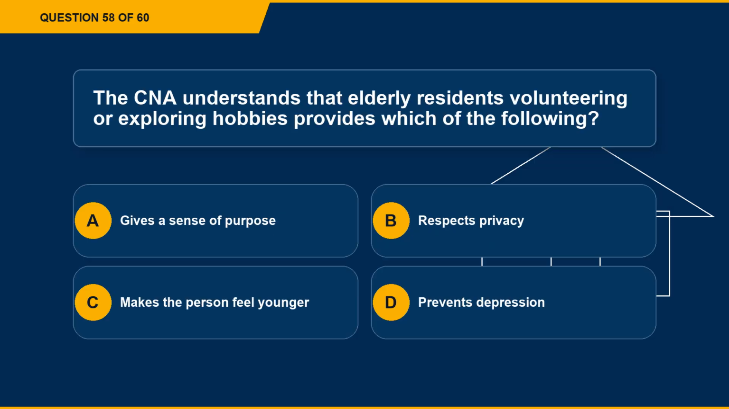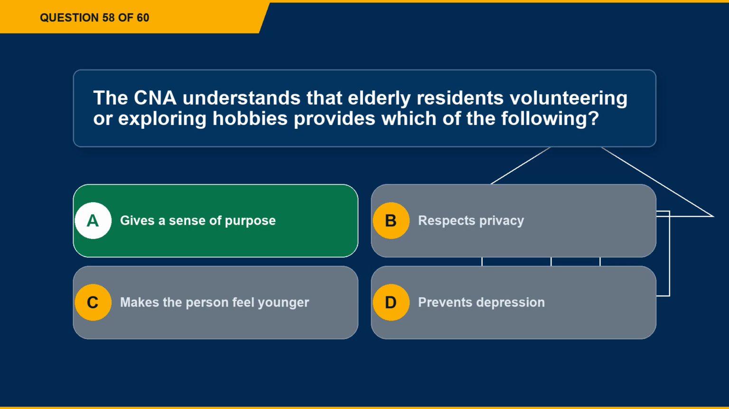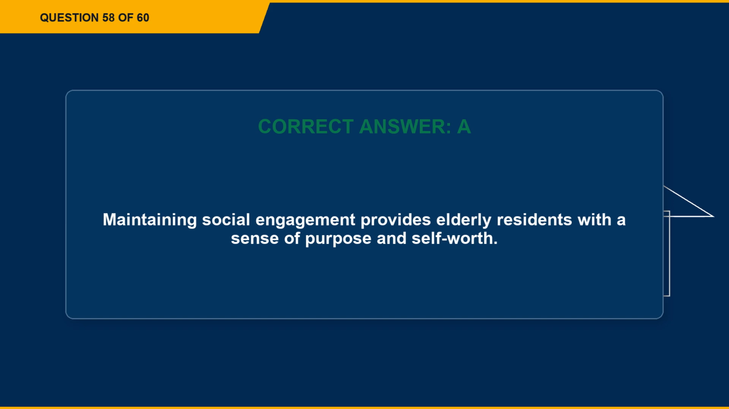Question 58. The CNA understands that elderly residents volunteering or exploring hobbies provides which of the following? Option A, gives a sense of purpose. Option B, respects privacy. Option C, makes the person feel younger. Option D, prevents depression. The correct answer is option A, gives a sense of purpose. Explanation: maintaining social engagement provides elderly residents with a sense of purpose and self-worth.